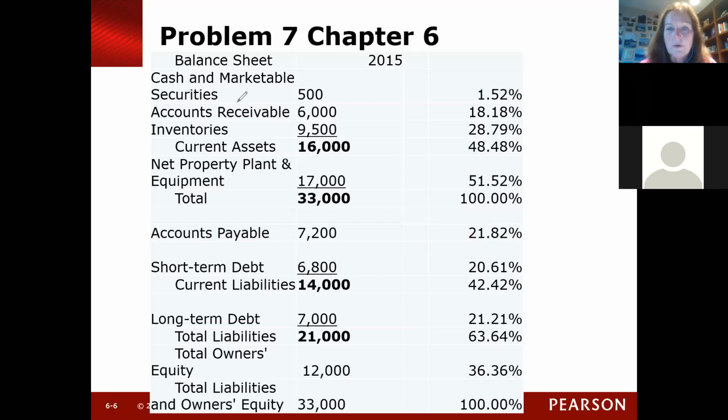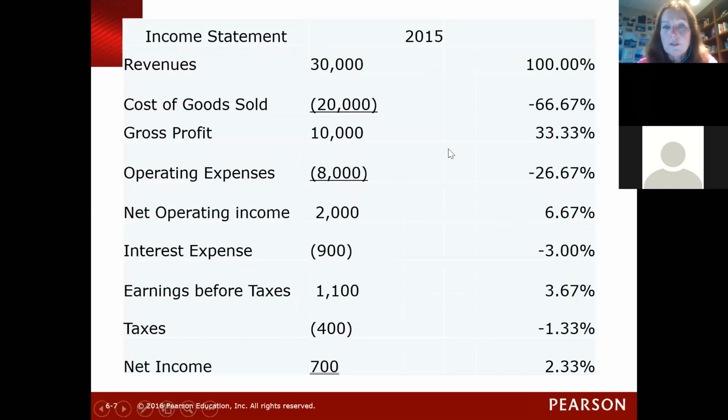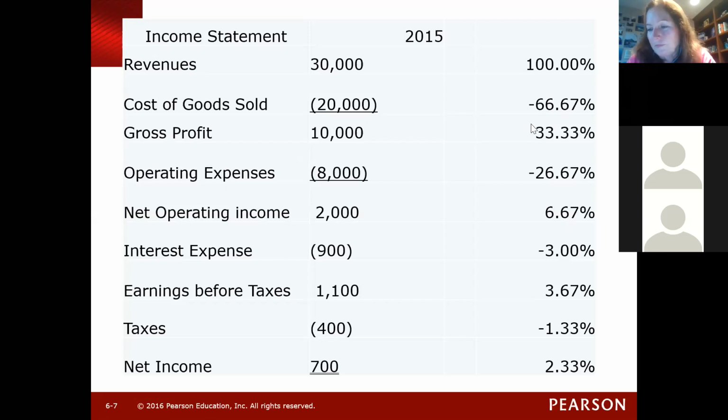All right, the next questions are asking about the income statement. For the income statement, we're dividing everything by the revenues of 30,000 to get our percentages. And what we want to know is, what do they have left over after paying all of their expenses as a percentage of the total? Mark? So after they get all done paying all their expenditures, they have a net income of 2.3% of revenue.